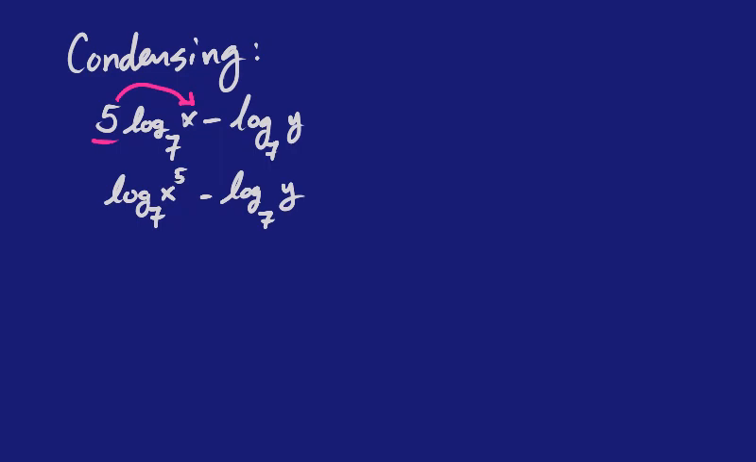So all coefficients become exponents. Then I take a look at what's happening and I see subtraction, so I'm going to use division. Remember, you should end up with just one logarithm. Don't divide the logs. You want to divide what's inside the logarithm. So x to the 5th divided by y. And that would be your answer.